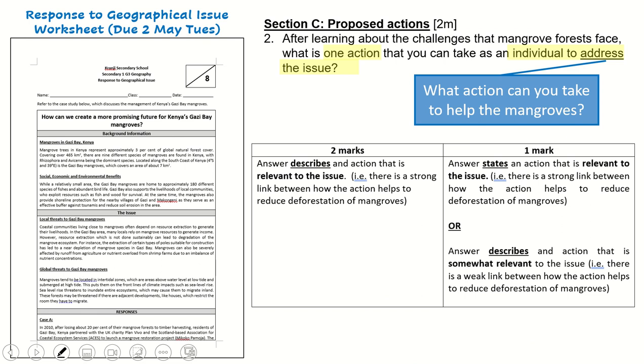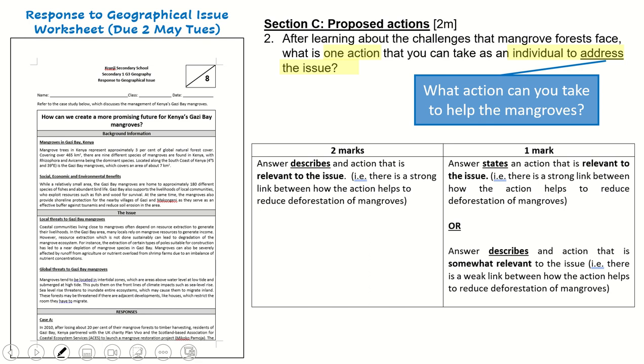In the next section, after learning about these challenges, what is one action that you can take as an individual, as a person, as a student, to address this issue? So no more your country, you're not an organization, but you as a person, what can you do to address this issue? Actually, we are just asking you what actions can you take to help the mangroves? And if it's a tropical rainforest question, what action can you take to help the tropical rainforest?